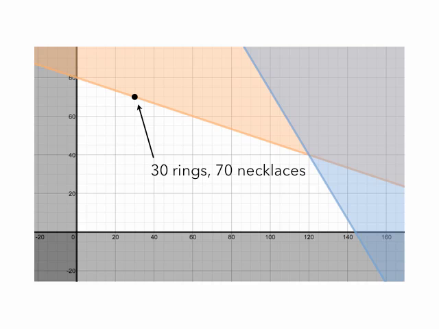Yes, just barely. That's on the line, which means that just as we make the very last ring or necklace to make 30 or 70, we're running out of gold. So that is a solution, and it's a good solution because we've used as much gold as possible, but we couldn't make one more of anything because we'd go over that line.